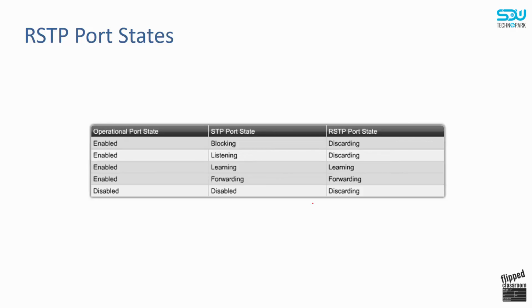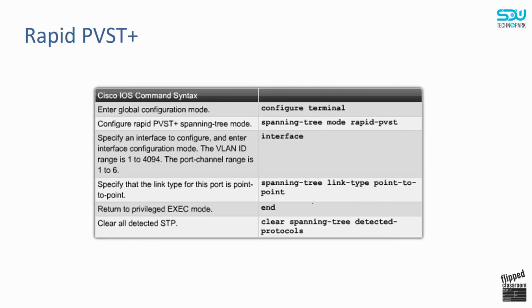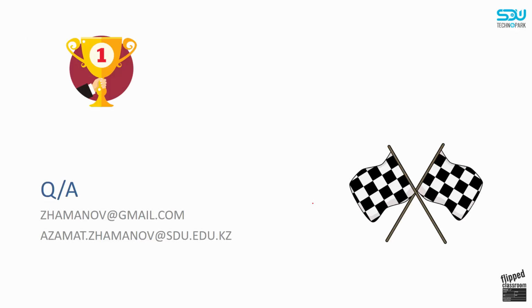And some comparison of the STP and RSTP port states: blocking is equal to discarding, listening is equal to discarding, learning is equal to learning, and forwarding is equal to forwarding. And disabled is the administratively turned off state of the port, and this is also equal to the discarding state. And this is how you can configure rapid PVST. Actually, we already did it, and I hope that this lesson has been informative for you.